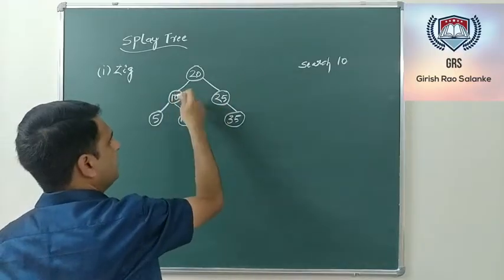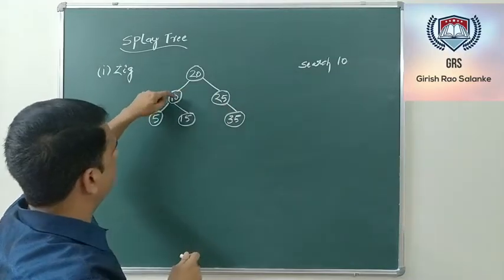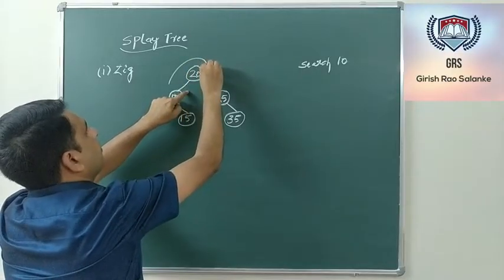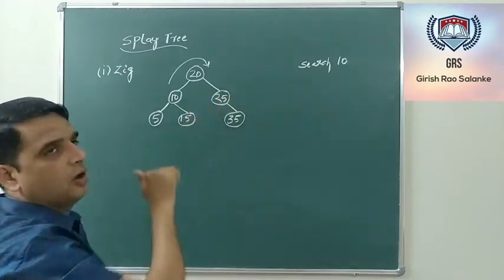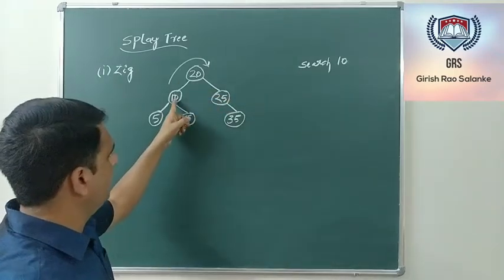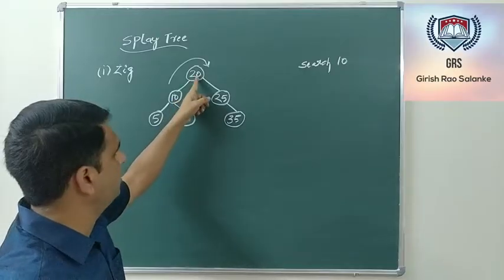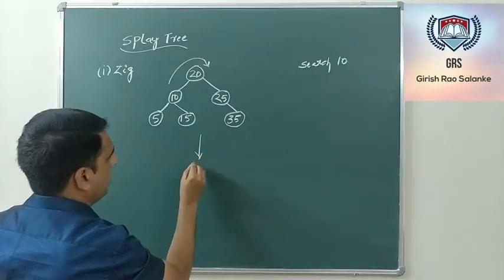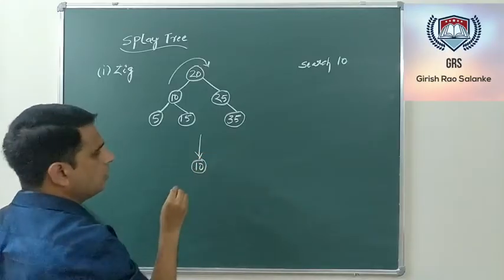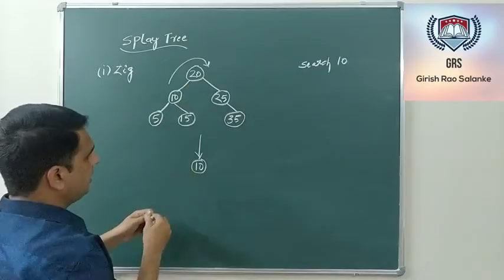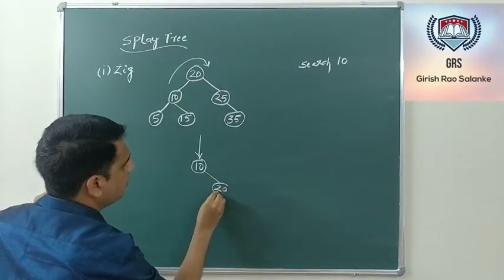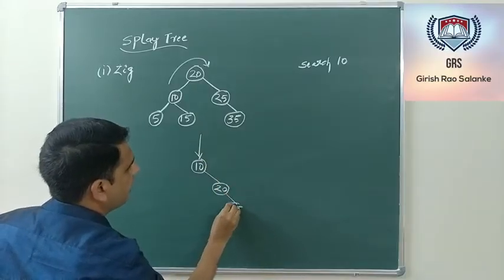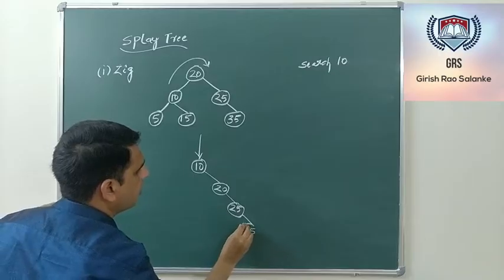So after searching 10, once I get 10, we need to perform the zig operation for the parent of this 10. The parent of 10 was 20, so after performing a zig operation, we make 10 the root node, and 20 will be the right child of 10, and to the right side of 20 I have 25 and 35.